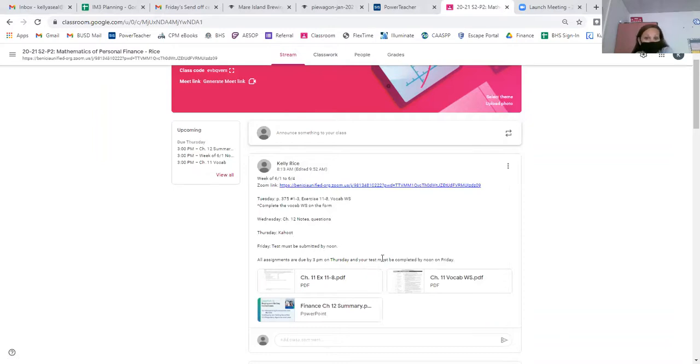Your assignments for this week are all due on Thursday. There's no new assignment on Thursday. So your stuff from today, your vocab worksheet, and then your notes and questions tomorrow are all due on Thursday by 3. Any late work for this semester is due tomorrow. And then these assignments are due by Thursday, your test due Friday by noon for your attendance, but you can do it Thursday afternoon or evening if you wanted to.